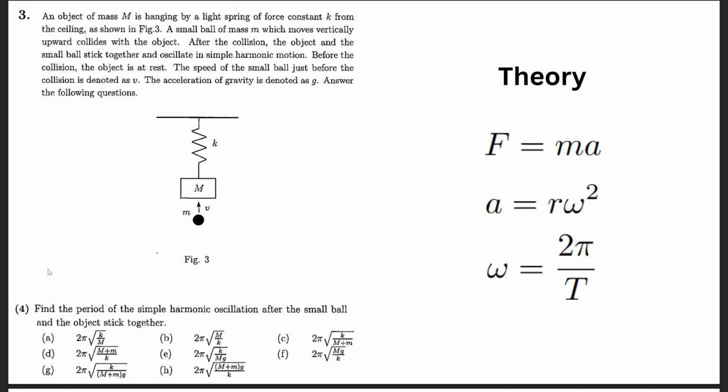Number 4. Find the period of the simple harmonic oscillation after the small ball and the object stick together. So the theory that you have to know is that F, the force, is equal to mass times acceleration, and in simple harmonic oscillation we can write a as the distance r times the angular velocity squared, omega squared, and we can write omega as 2 pi over T.